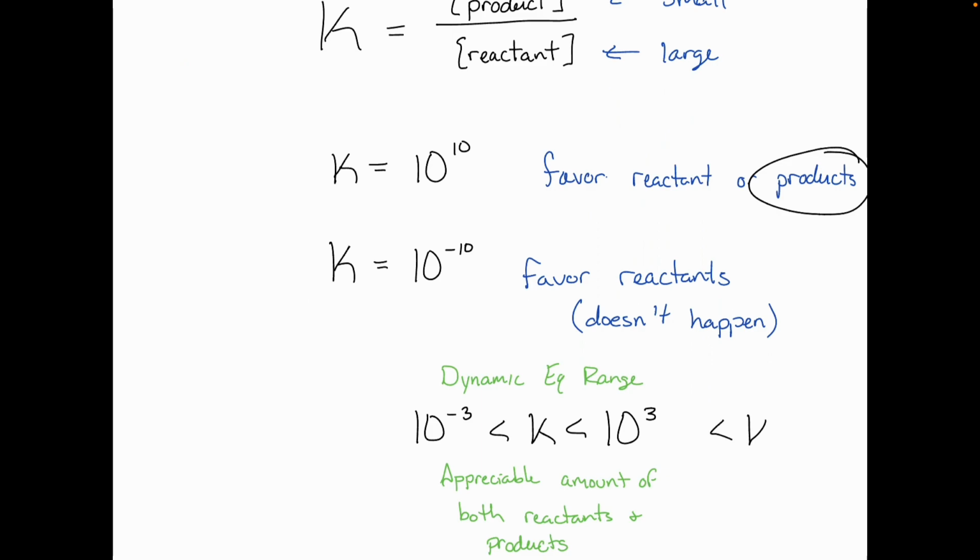All right, if K is greater than that 10 to the 3 value, that again is a reaction that favors your products. Or a reaction that we could pretty reasonably say goes to completion. And if K is smaller than that 10 to the negative 3 value, then we say that this favors the reactants, which again is just another way of saying nothing really happens.